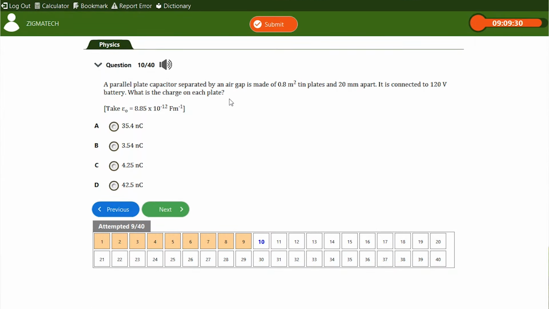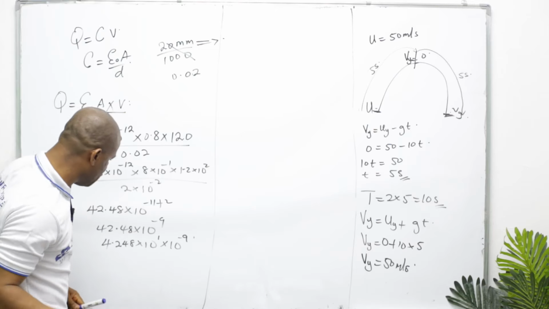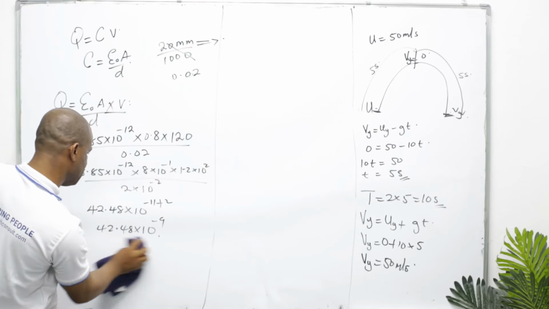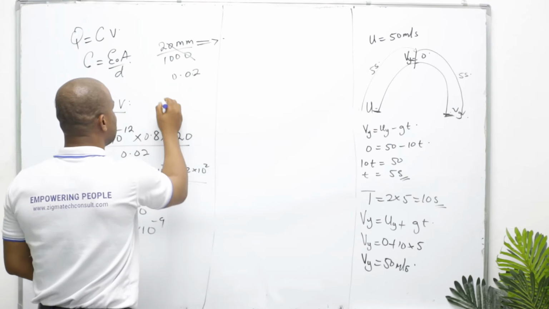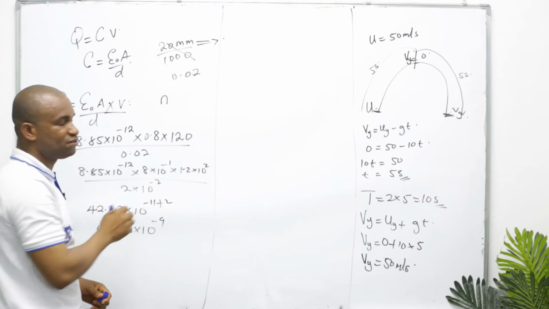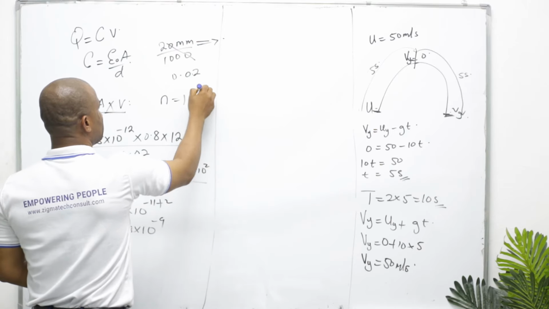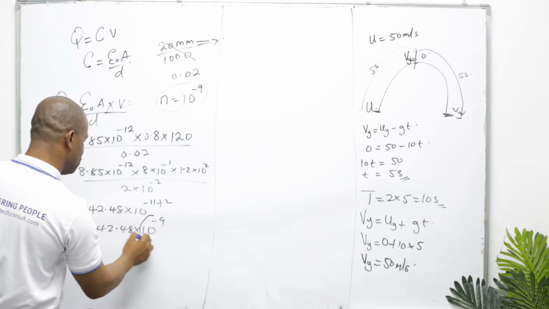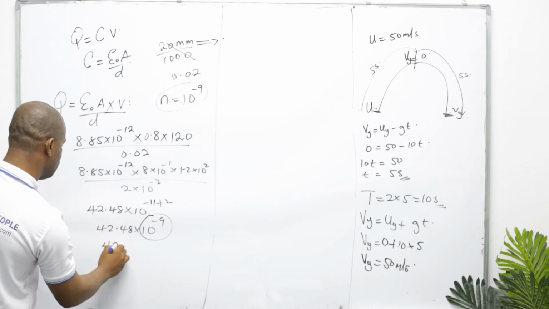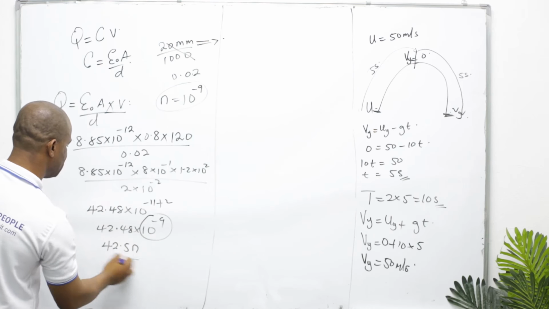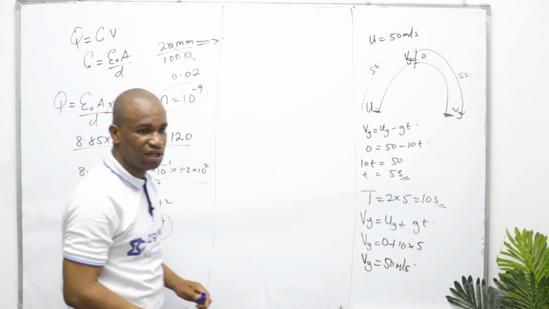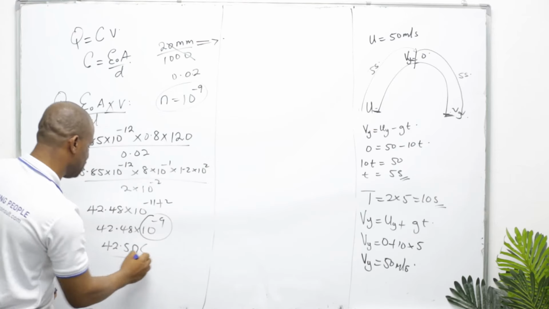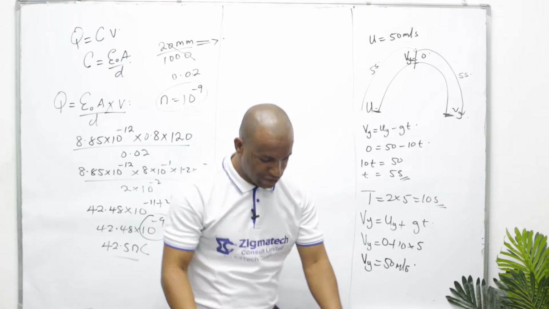Okay, 42, I have 42 points, yes. So there's no need of me going in here, because you have seen that n is a prefix, which is 10 raised to the power minus 9. So I'm going to remove this and put n. This is 42.5 nC, and the unit is coulomb because charge is there. So that is the answer.